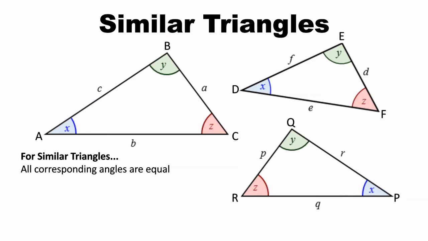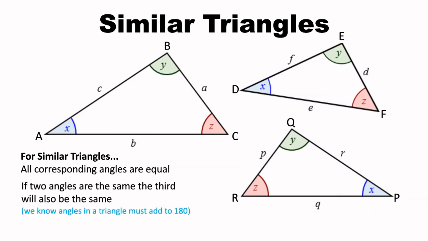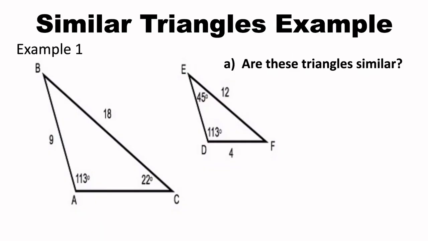I'm just telling you that they are equal to each other. In fact, I don't even need to tell you all three angles of a triangle. If I tell you two of the angles in a triangle, you can work out the third angle, because we know that the angles in any triangle must add to 180. Knowing that two triangles have two angles which are the same means that they must also have that same third angle. Let's try an example.